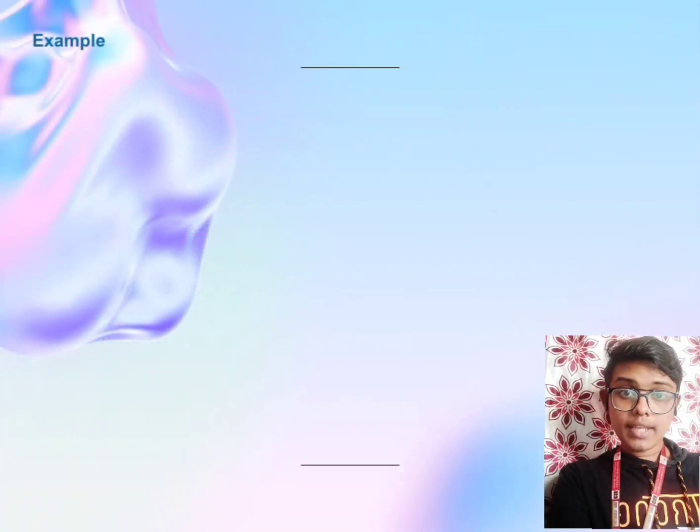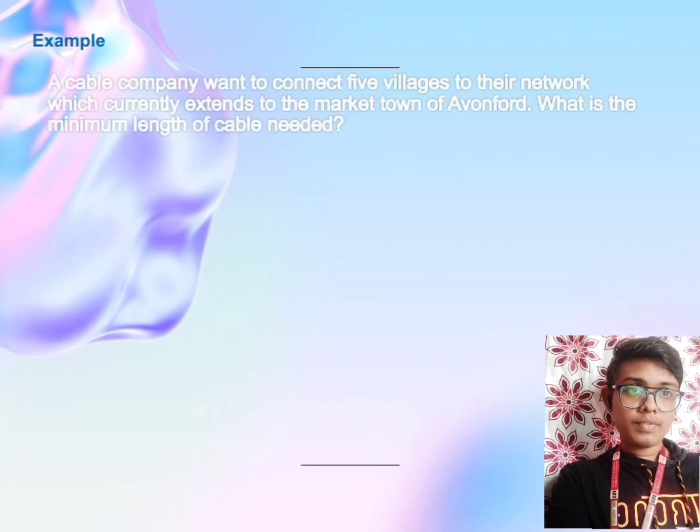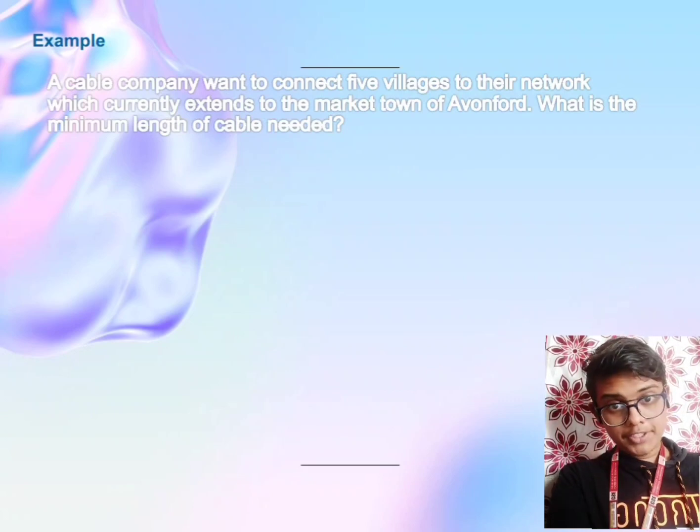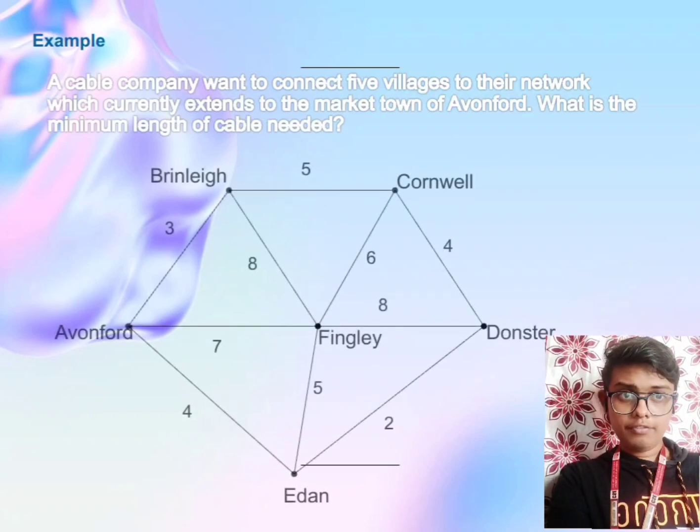Let's understand this algorithm with an easy example. Here there is a scenario given. A cable company wants to connect 5 villages to their network, which currently extends to the market town of Avonford. What is the minimum length of cable needed? Here is the problem. Let's draw the diagram for understanding. Avonford is the main city where we have to establish a connection between these cities. Let us consider the 5 villages. I am taking Brindley, Cornwall, Fingley, Donster and Aden.